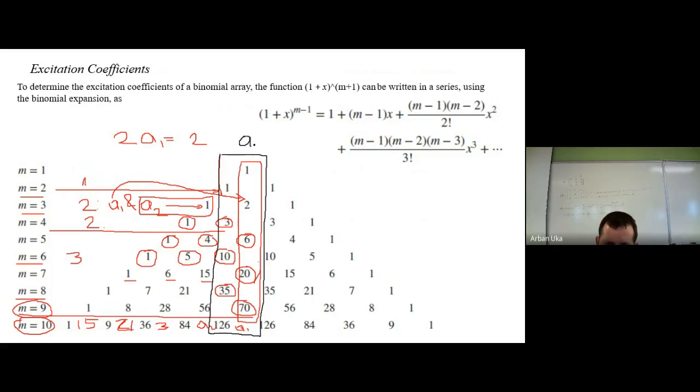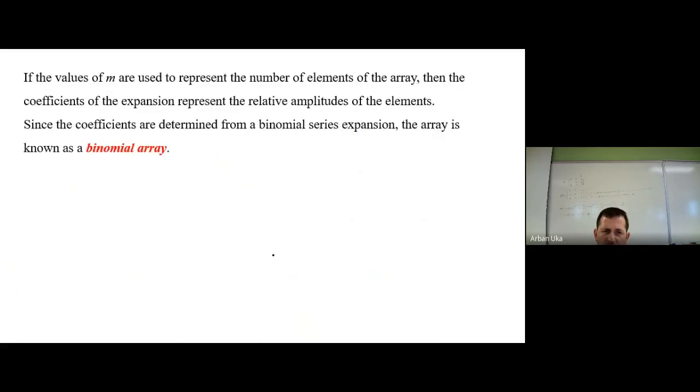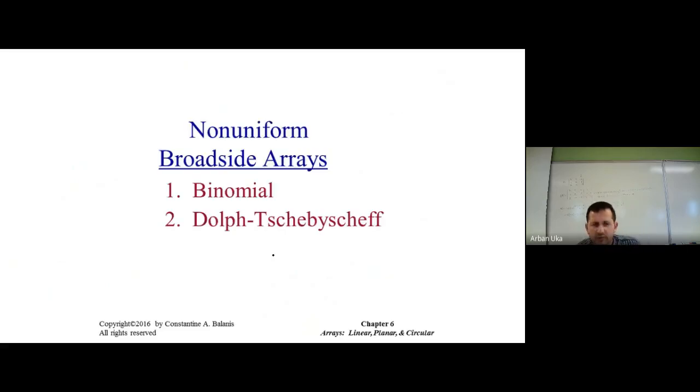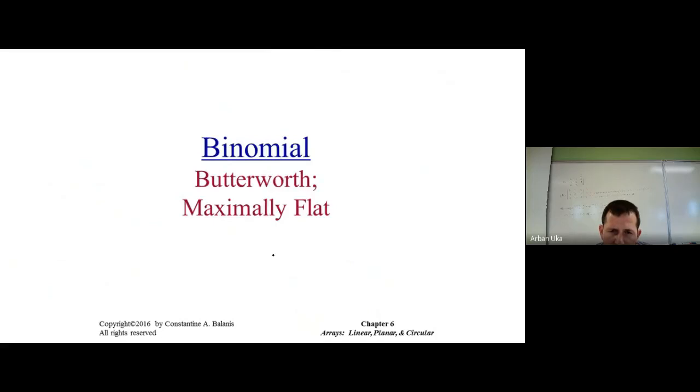This is the columns of A1. If we have an element at the center, we divide by 2, we get A1. If there is no element in the center, we read A1 straight from the respective numbers. That's good. Let's move ahead. So this is how we try to determine the coefficients for the binomial distribution.